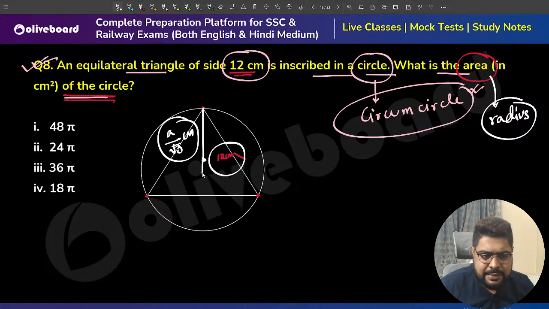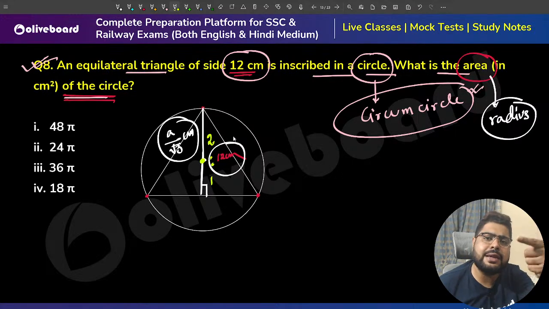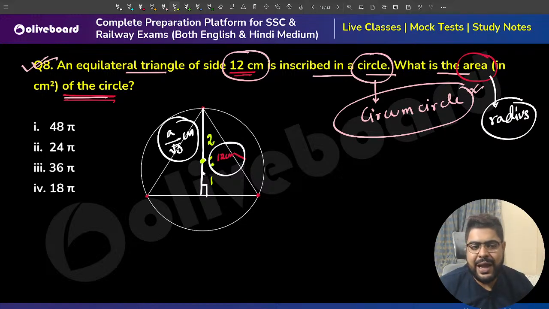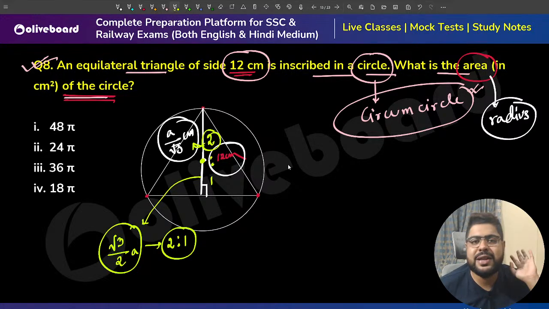So this is the height of the triangle, and this point, the circumcenter, centroid, everything for an equilateral triangle is the same point. Centroid, so this actually divides the height of the equilateral triangle in the ratio 2:1. And we all know the formula for height to be √3/2 into a. So this gets divided into 2:1. If you do that, this 2 part will be equal to a/√3. That is how it actually comes. And this 1 part is your inradius.